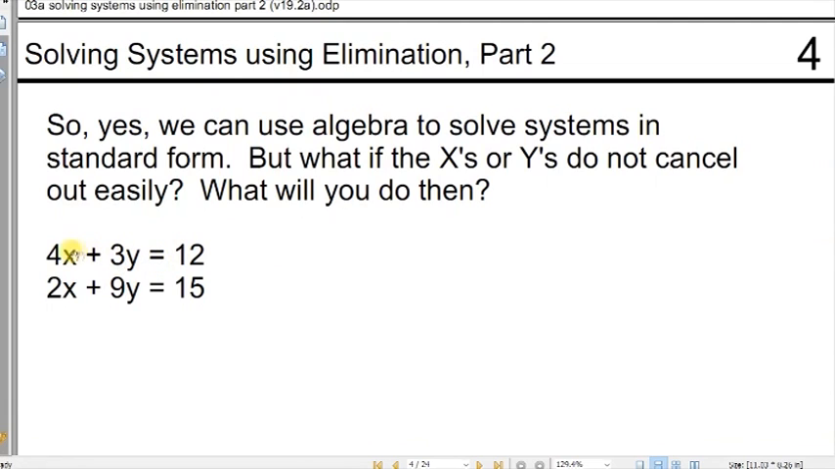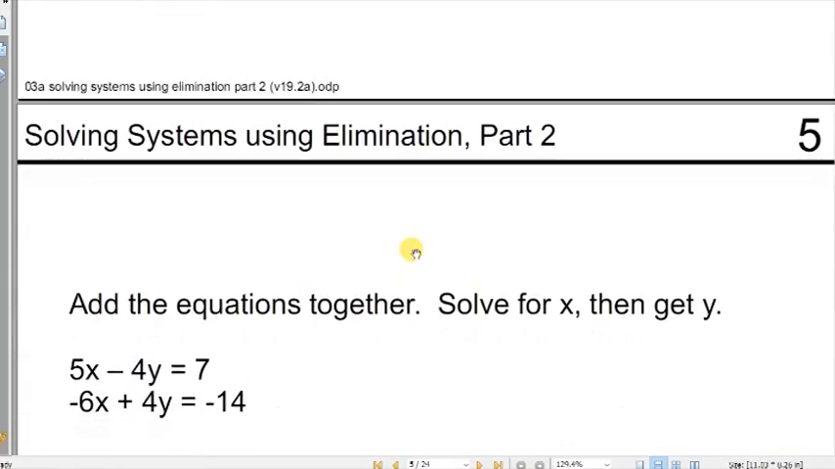So when I look at this, I've got a 4x and a 2x. They're not going to cancel. I have a 3x and a 9x. They're not going to cancel. So what could I do? If you're watching this live, let's talk about it. Well, wouldn't it be nice if this were a negative 9y, or if this were a negative 4x? That's the goal. We want to manipulate this so something will cancel out.